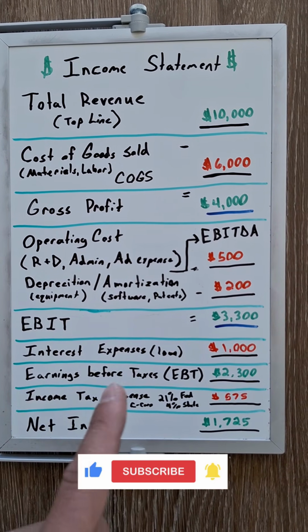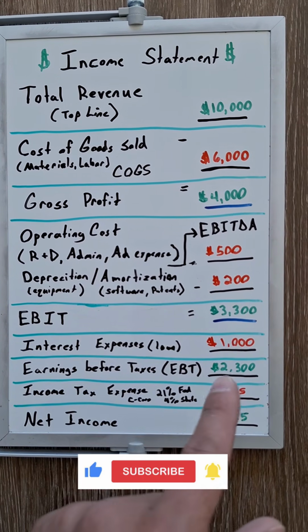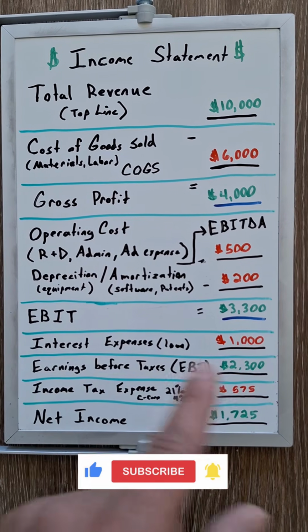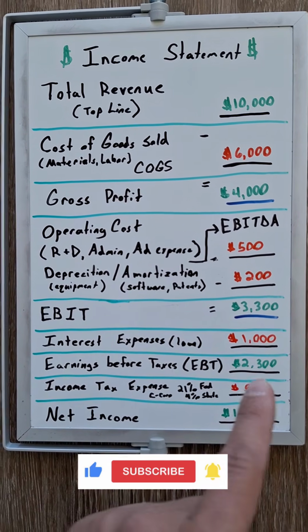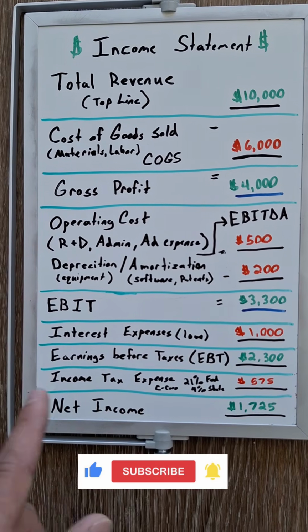So then we have our earnings before taxes, or EBT. We subtract this to get that, which is $2,300. So our earnings before interest and taxes minus our interest expenses. So now we have our EBT, our earnings before taxes, and we subtract our income tax.